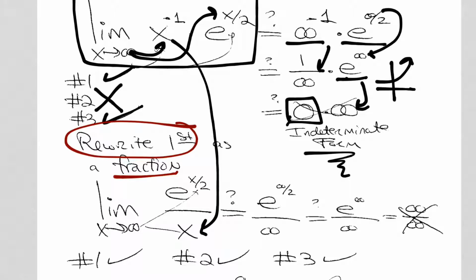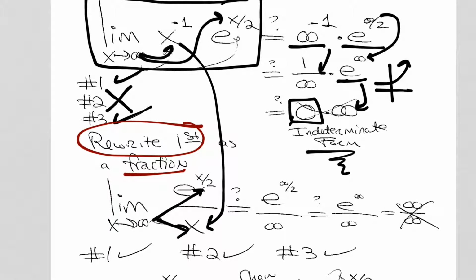So now you have e to the x over 2 on top, you have an x on the bottom, and who knows, maybe it will work in this form. So I said, let's just try it as a fraction by plugging x into both the numerator and denominator, and look what I found. Another indeterminate form right here.